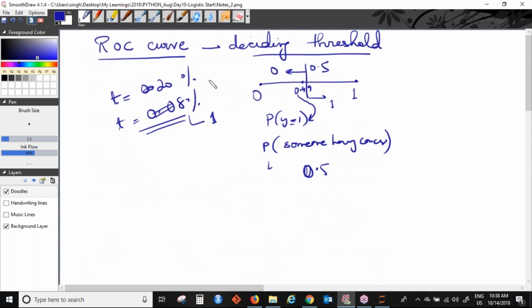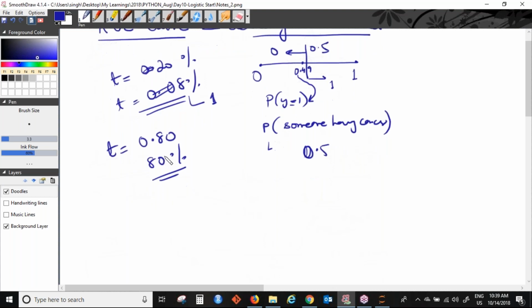So if somebody has even a 10% chance of having cancer, we would still classify that person as having cancer, just to reduce the risks. So that is why we would need this threshold value. Now you may ask, can we also have a threshold of, let's say, 80%? Yes, we can also have a threshold of 80% at times. Now why would we have a threshold of 80%?